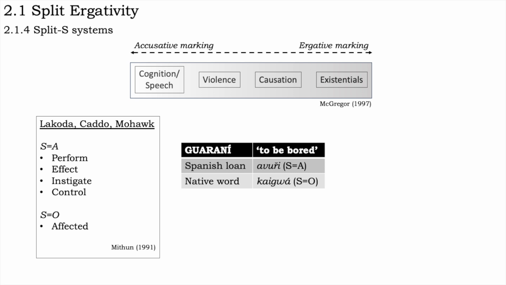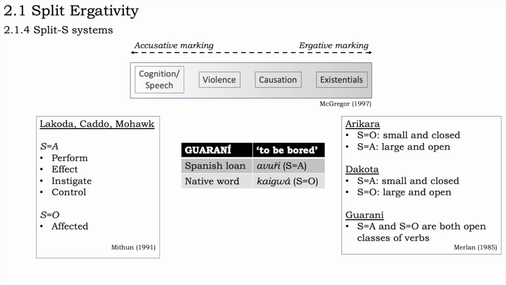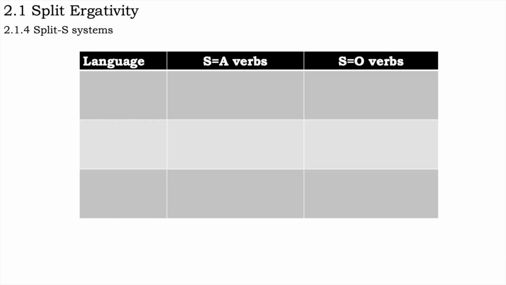According to Merlin in 1985, as again cited in Dixon, Arikara has a small closed S equals O class and a large open S equals A class, whereas Dakota has a small closed S equals A class and a large open S equals O class, while Guarani treats both classes as open. To give some concrete examples, Dixon lists some representative verbs for 3 languages.